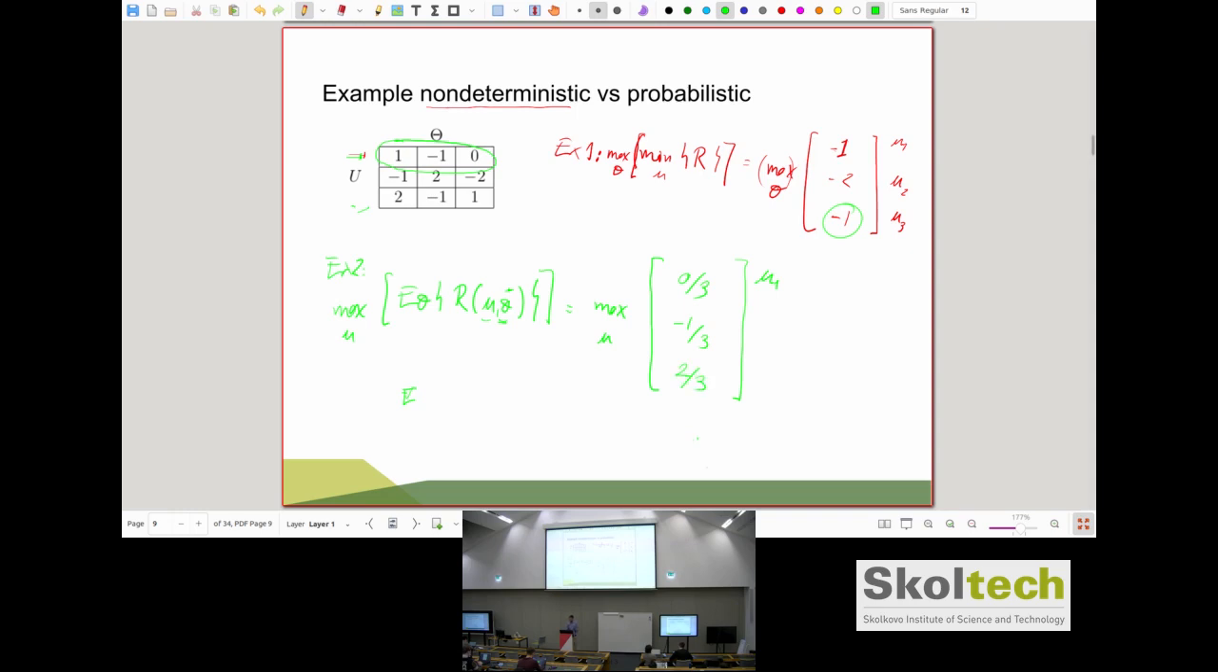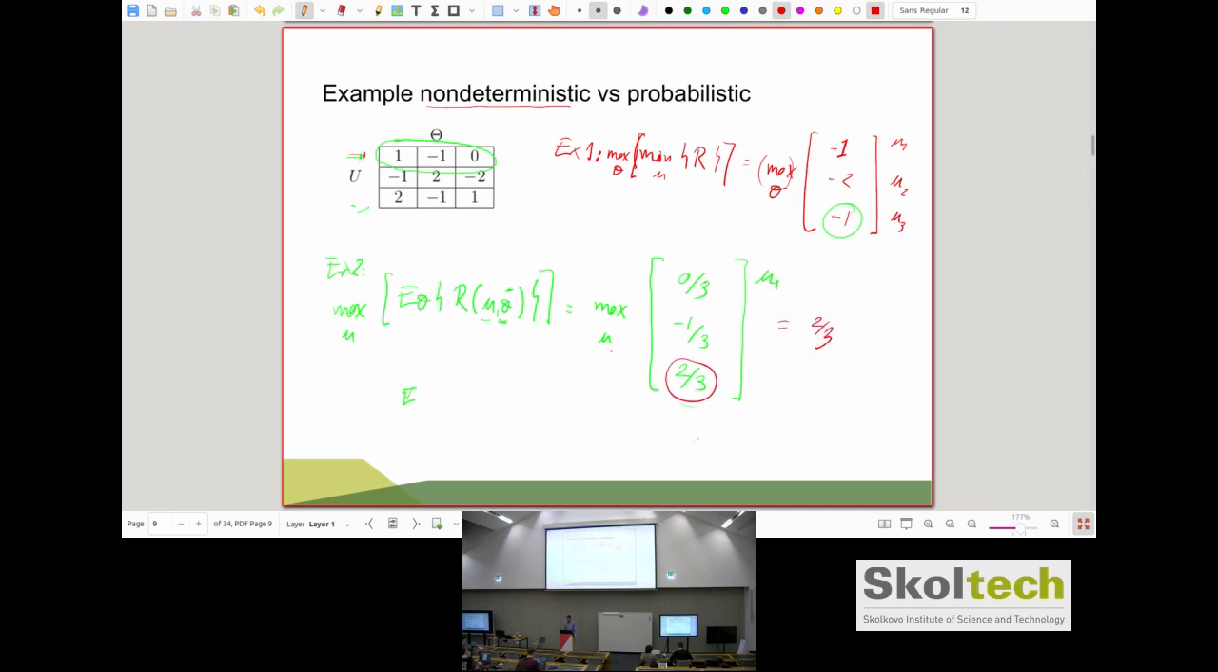So these are the expected values, assuming that we take each of the actions. We know how nature is going to behave, because it's a probabilistic process. So given these expected values, which action would you take? The third. Exactly. So if we do the max of this, it is going to be 2/3.